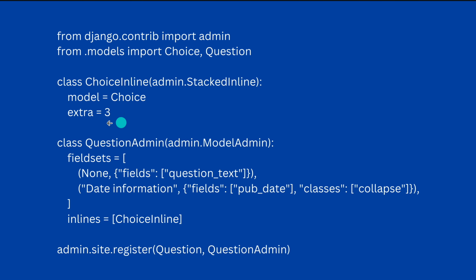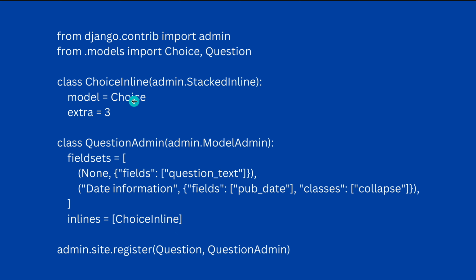How many times am I displaying the choice? By default 3. And I'm using this here in inlines equal to choice inline. I've added it here only, that's why it's coming. This is the choice inline class, and in inlines I'm providing choice inline. So choice inline is inbuilt. You have created the name choice inline. This is inbuilt, stacked inline.